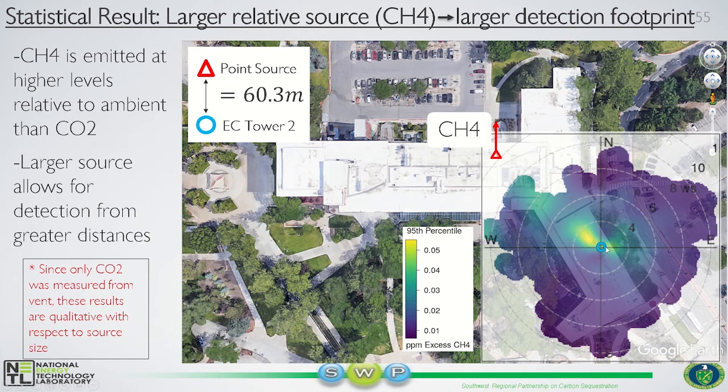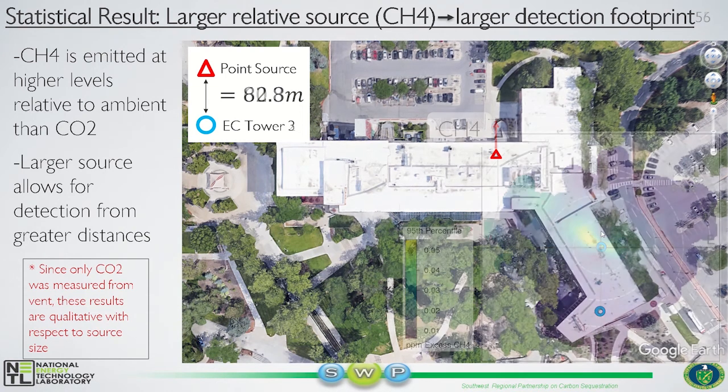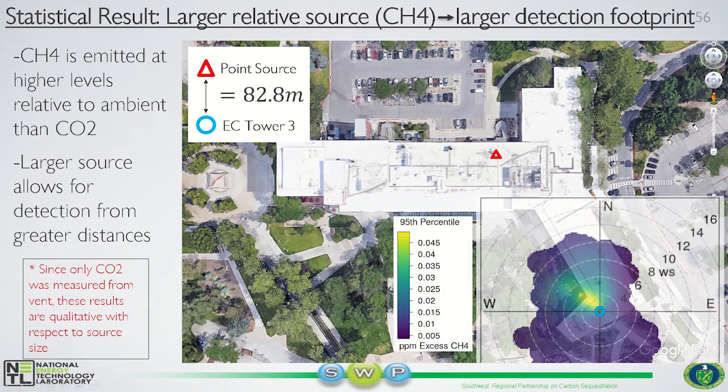Recall that when we were using CO2 as a tracer at position 2, we were detecting mostly this bus lane. But by using CH4 as a tracer, we can effectively locate the direction of the source. Even farther away at eddy covariance station 3, we're still detecting the source, albeit at a much lower C95 max value.